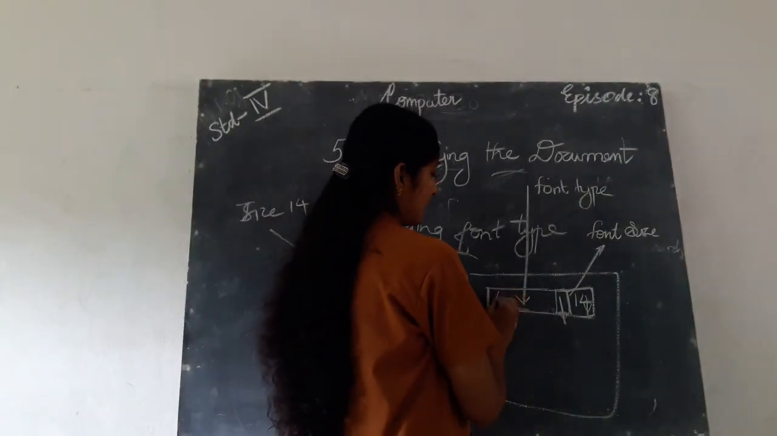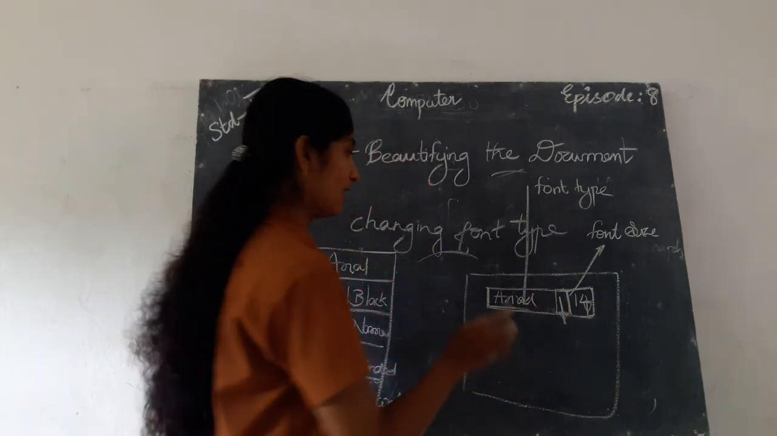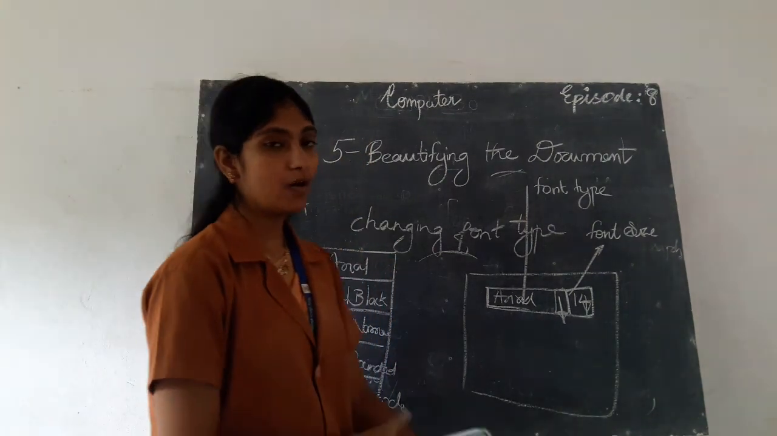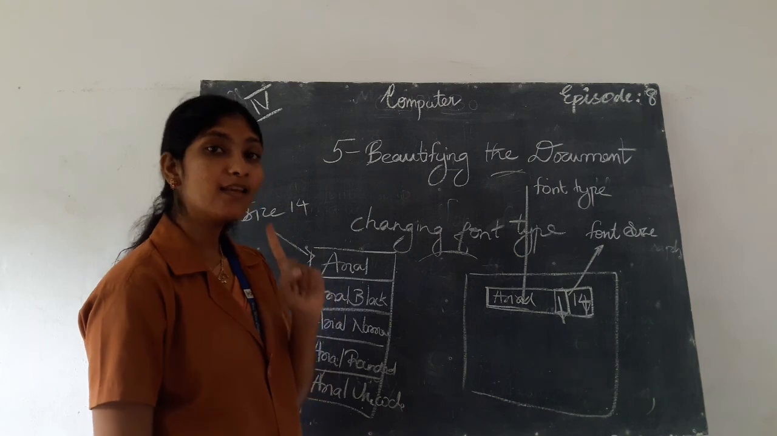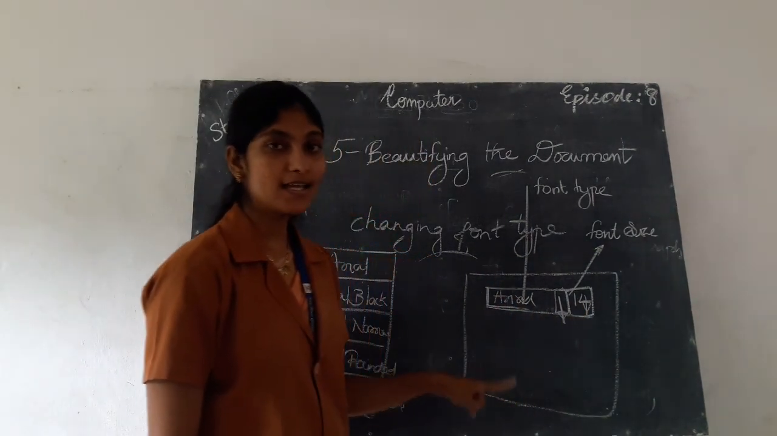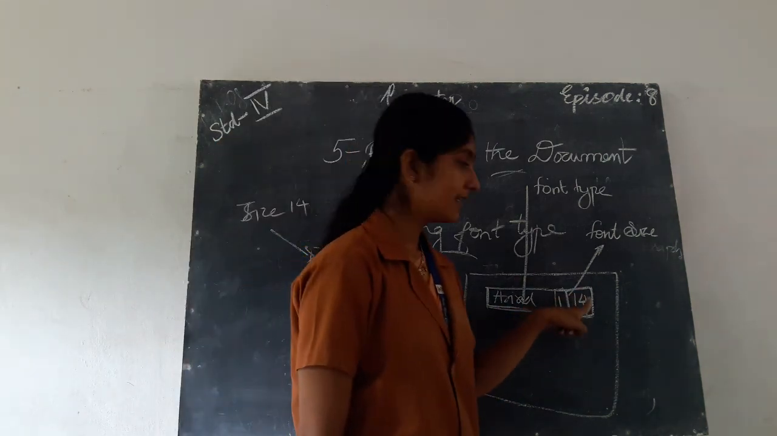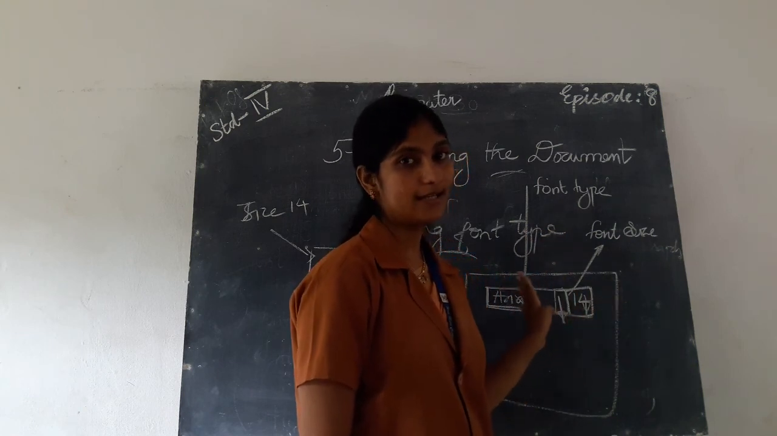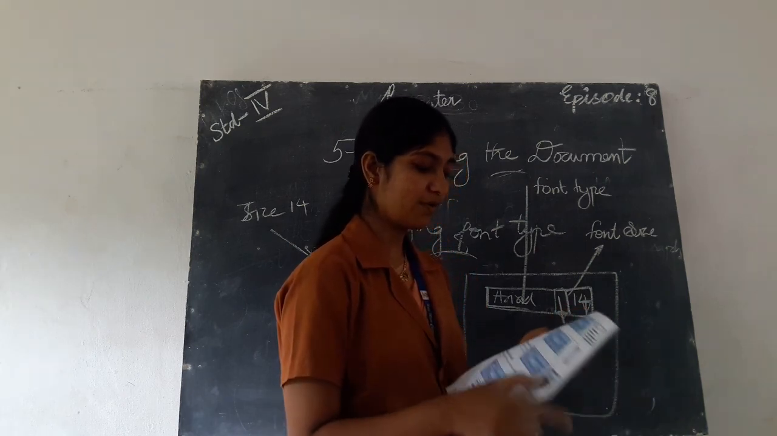So first you have to select the font type. For example, now I selected the font type Arial, and then select the font size. Near to that there is a drop down list, and you can select your appropriate size from there. For example, now I selected size 14 for that particular text using the font type Arial. Okay, that is font size.